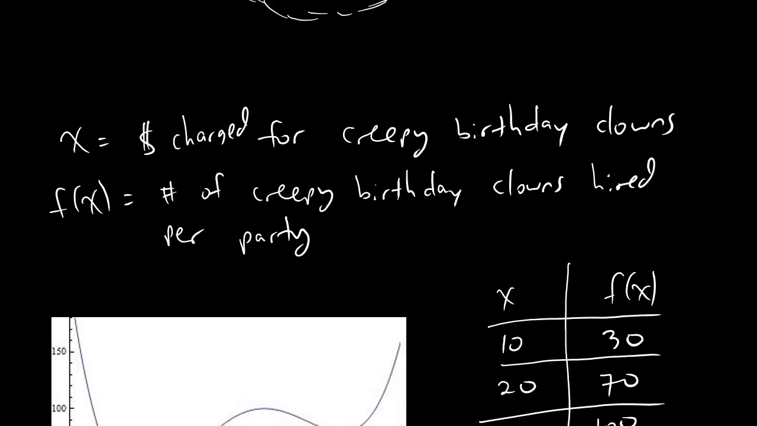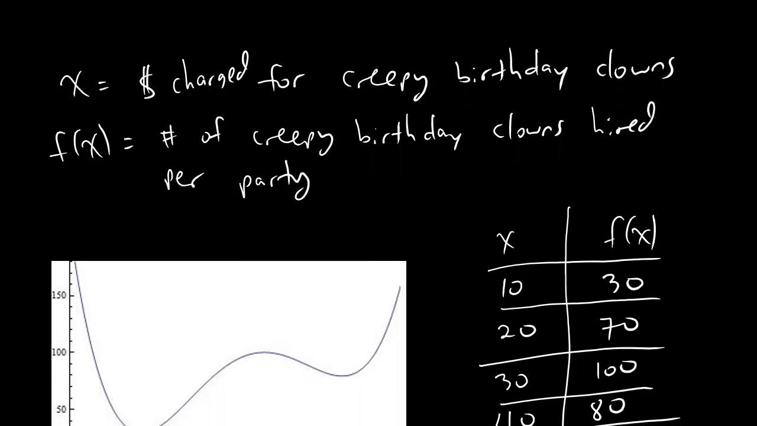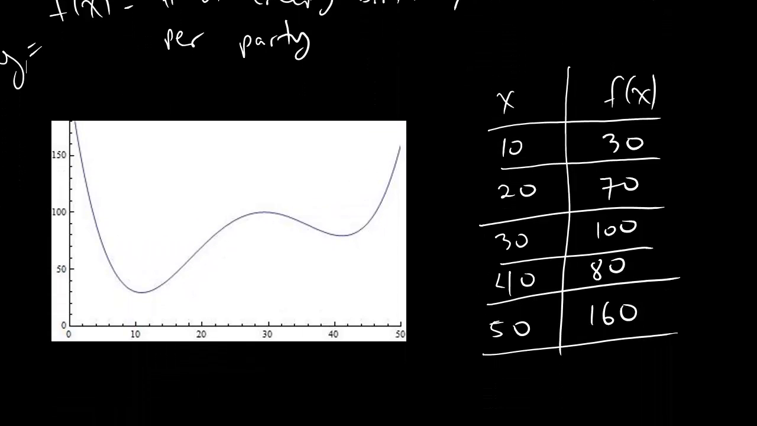My X values are going to be how much money is charged for creepy birthday clowns, and my Y values are going to be the number of creepy birthday clowns hired for a birthday party. So remember, f of x and y basically mean the same thing. And we've got a handy dandy little graph plus a table of values along the graph. So on the graph, you can generally see the shape of how things roll, and the table gives you the specific values we'll be using for the first couple of problems. All right, so that's looking pretty good.